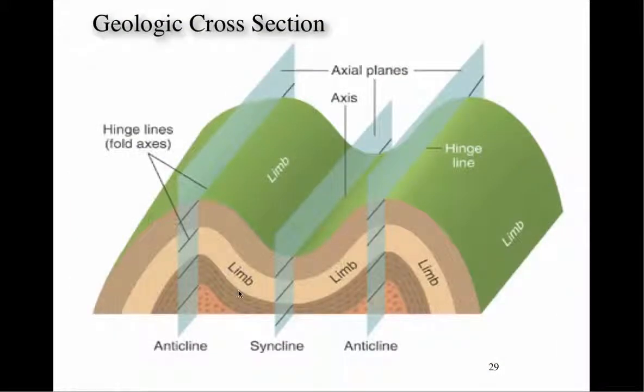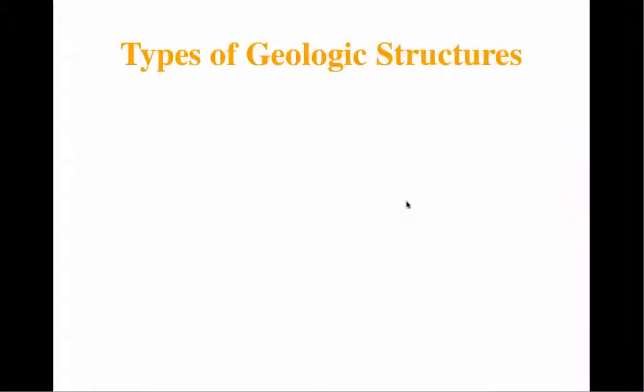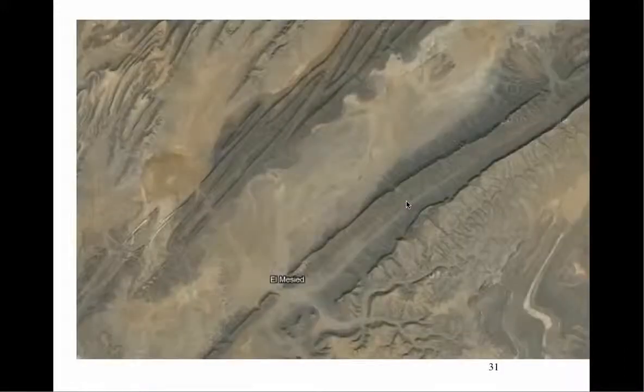Now this goes into a little bit more depth than we really want to do, but here again is the anticline, here's the syncline. That's good enough for now. Now types of structures. This is out of, I believe, either Molly or Chad. I got this off of Google Maps.